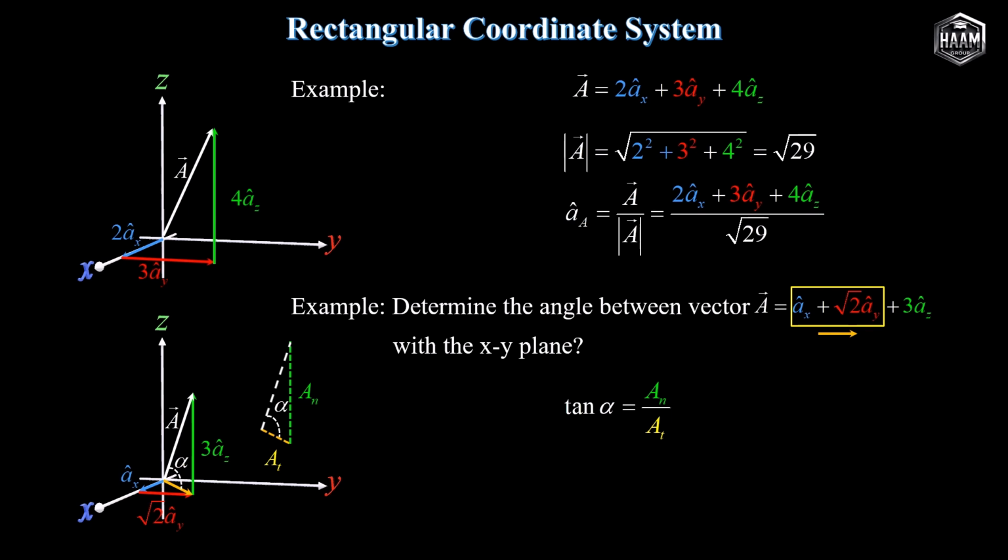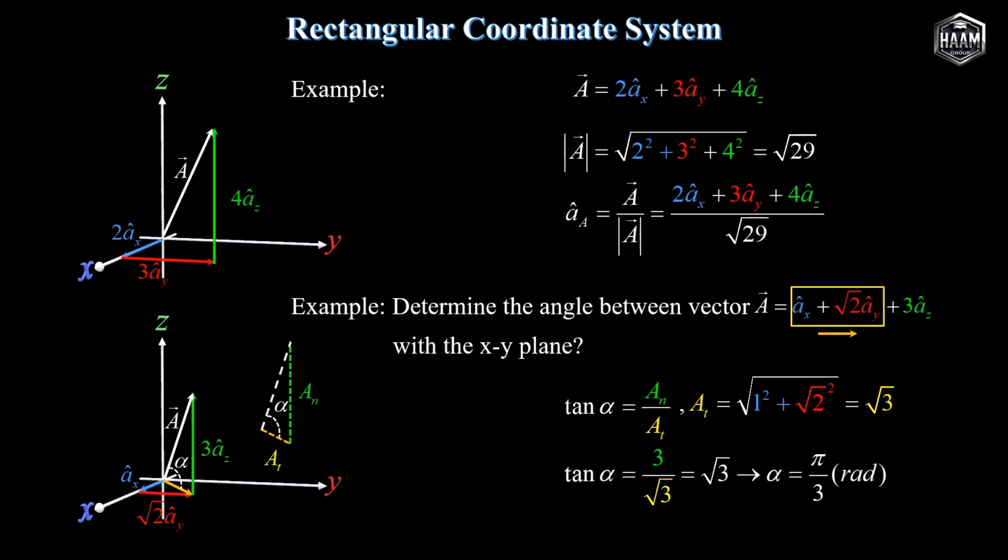Now we need the magnitude of A_t, the magnitude of the yellow vector, which can be obtained from this equation, and equals the square root of 3. A_n is the component along the z direction, which is 3. Therefore, tangent alpha equals 3 divided by the square root of 3, which equals the square root of 3, and alpha is obtained as 1/3 of pi radians or 60 degrees.